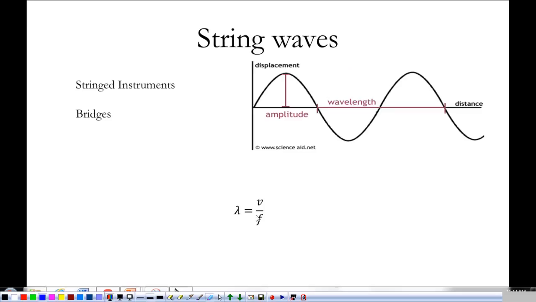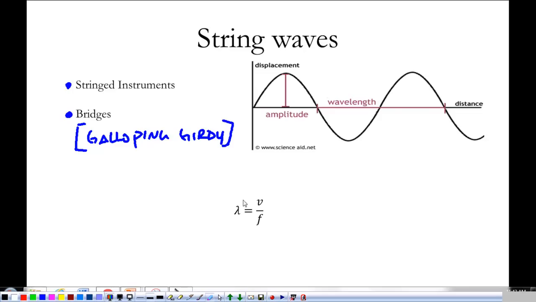So, let's get into it. String waves. Places we see string waves the most are string instruments and bridges. If you get a free minute, look up Galloping Gertie. It's a bridge that got some waves on it and fell apart.